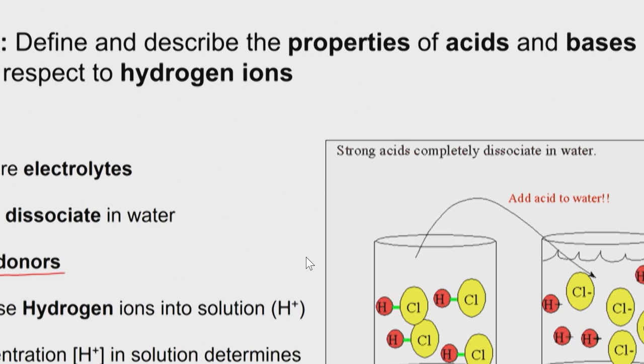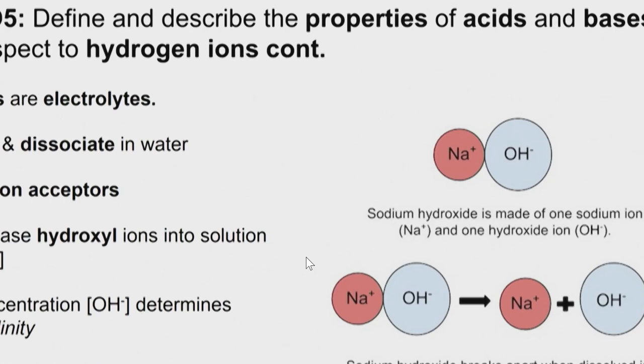Okay, that concentration of H plus ions. So in the bottom left here, we have HCl, that's hydrochloric acid. When you add hydrochloric acid to water, it dissociates into H plus and Cl negative, and that's going to give you a high concentration of H plus ions in solution. Right? Just the opposite is to look at bases.